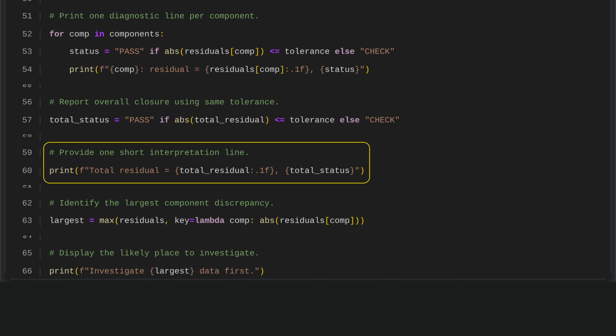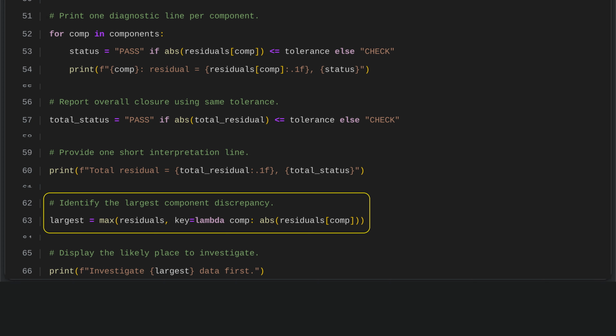The code prints a short summary of the total residual value. It shows the residual rounded to one decimal place and reports whether the overall mass balance passes or needs checking based on the set tolerance. This gives a quick indication of whether the system is within acceptable limits.